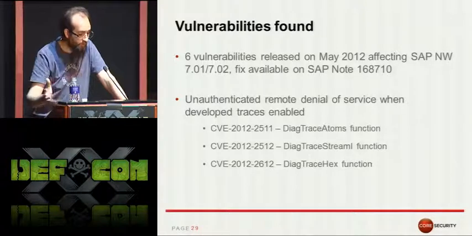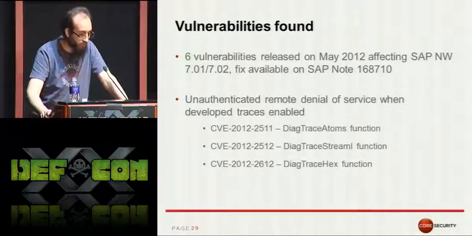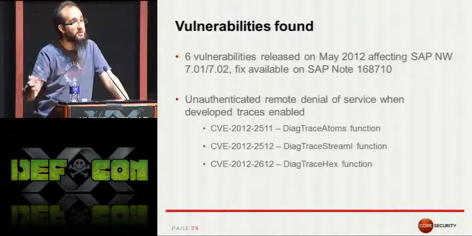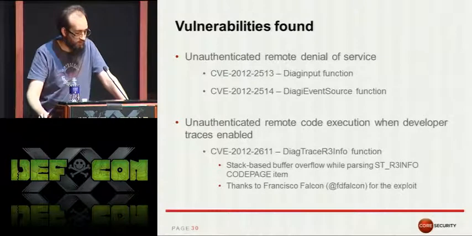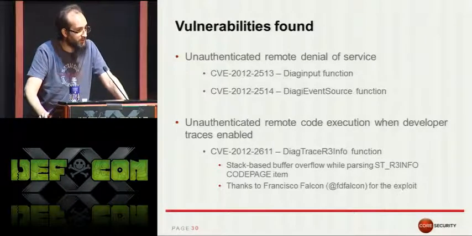5 of the issues are denial of service vulnerabilities. 3 of them require that you enable the developer traces on the application server. And there are 2 more that do not require that feature to be enabled, but all can be triggered by an authenticated and remote attacker.